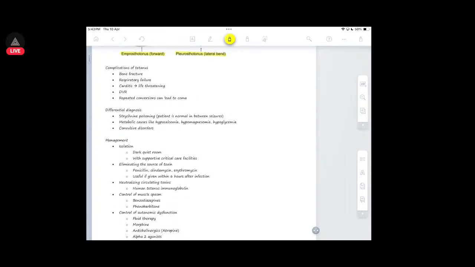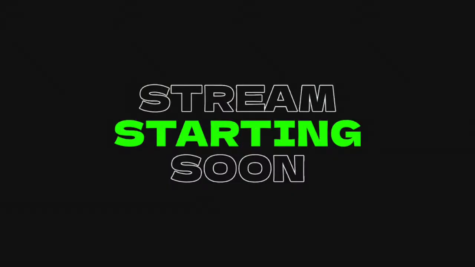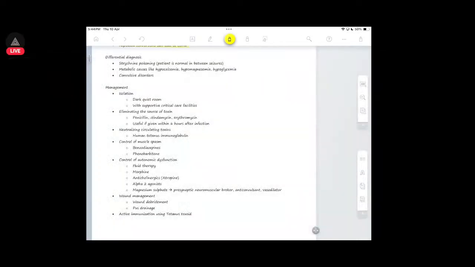Going on, we have complications of tetanus, which is bone fracture, respiratory failure, carditis, which is life threatening, deep vein thrombosis, repeated convulsion can lead to coma, of course. What is DVT? I think it's deep vein thrombosis, though I'm not sure what it means.